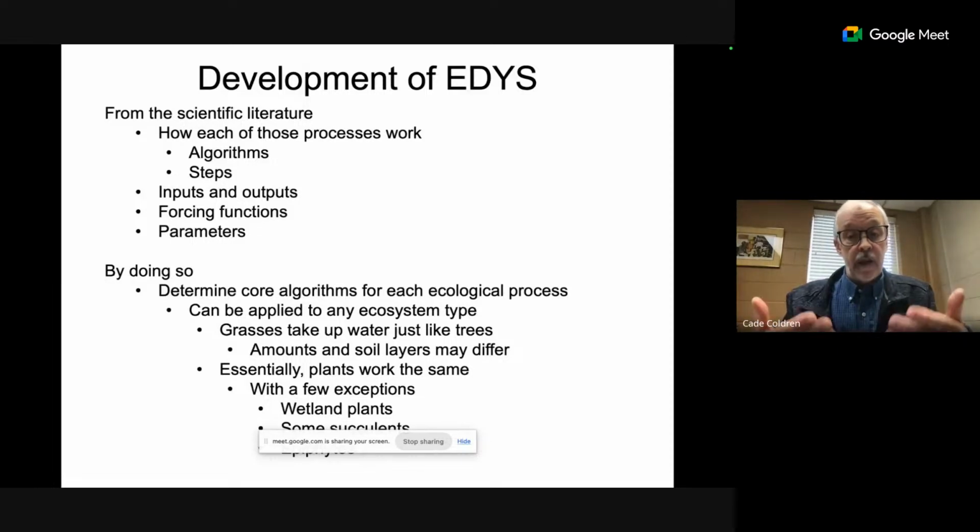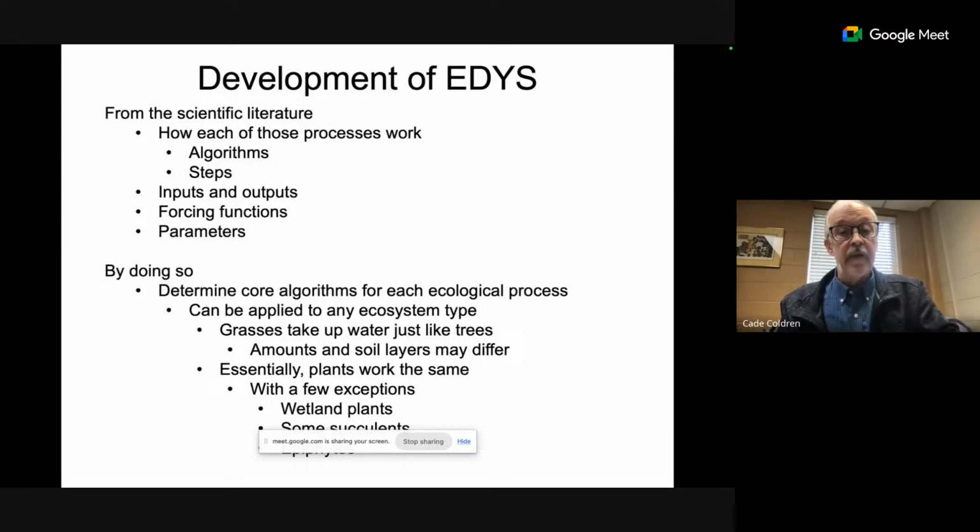And so what we did was, after identifying those processes, we went into the literature to try to find out how each of those work. In some cases, we were able to get algorithms that we could use, but in most cases, the descriptions of these processes are more qualitative. But what we could get from the literature were the steps involved in how those processes operate. We're also able to get ideas of what we needed as inputs and what to expect coming out. Forcing functions: what inputs drive those processes? And typically when you're working with plants, that's going to be water, right? Rainfall. And then what parameters do we need? And so we ended up with a set of core algorithms for each ecological process.